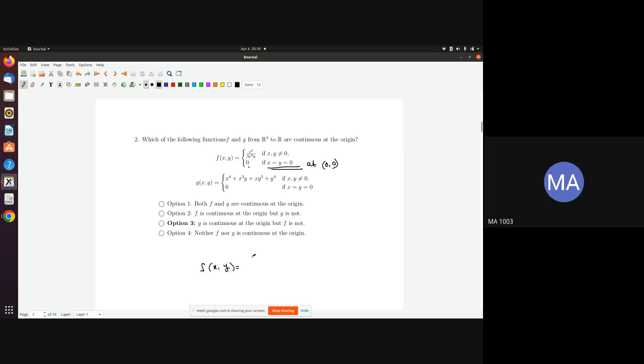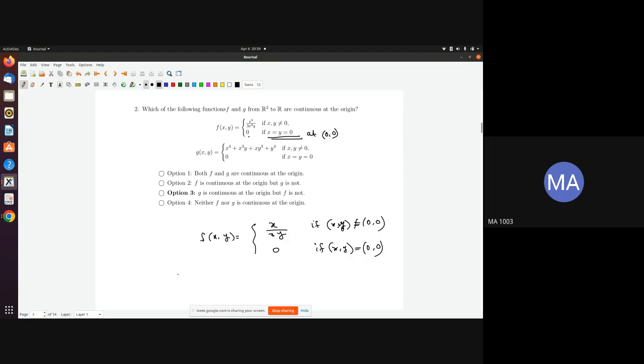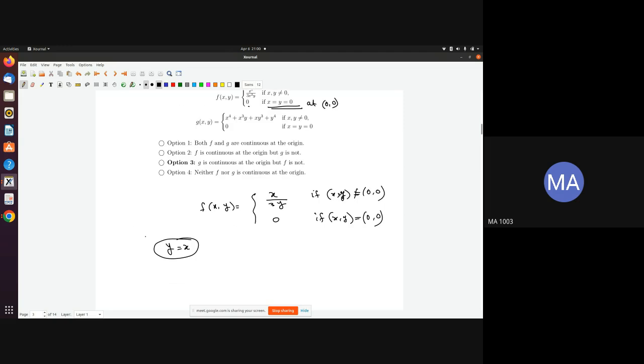Let me write it. So this is x cube by 3x square y, and x and y are non-zero, so I can cancel x square. This is when x, y is not the origin, and this is 0 if x, y is the origin. This is what is given. Now suppose I take the path y equal to x. This is a straight line, correct? So I can approach my point 0 comma 0 by this path, because this point lies on this path.